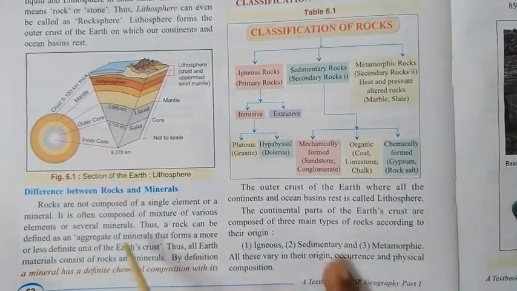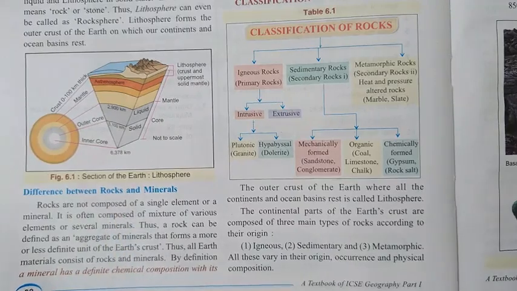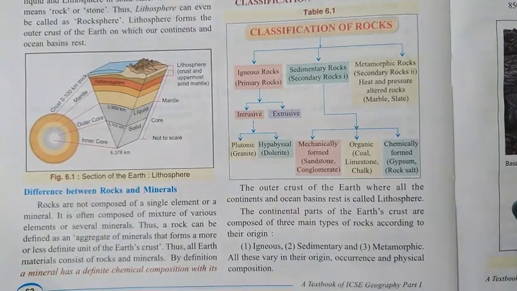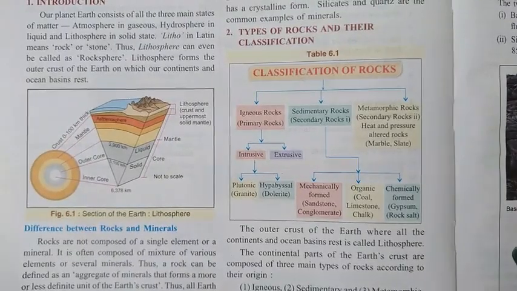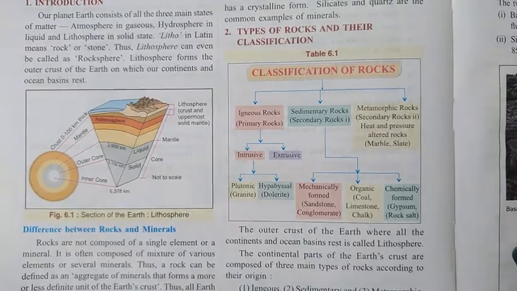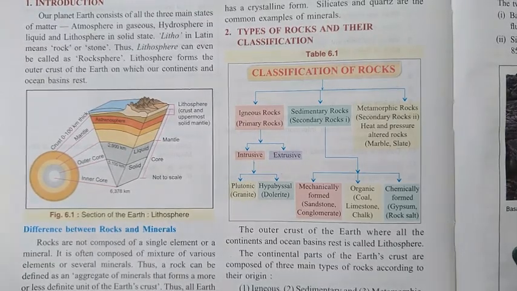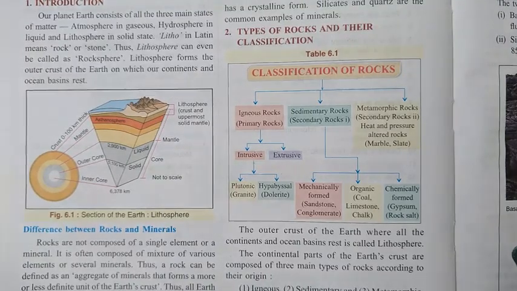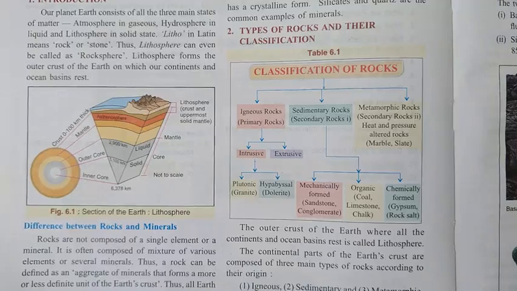Now first of all, you need to know about the difference between rocks and minerals. When we talk about a rock, rocks are aggregates of minerals, meaning many minerals together form a rock. But what is a mineral? A mineral is a single element. Example, when we talk about zinc or iron or gold or diamond, these are specific, single elements. These single elements are called minerals, but when many minerals are bound together, they form the rock.